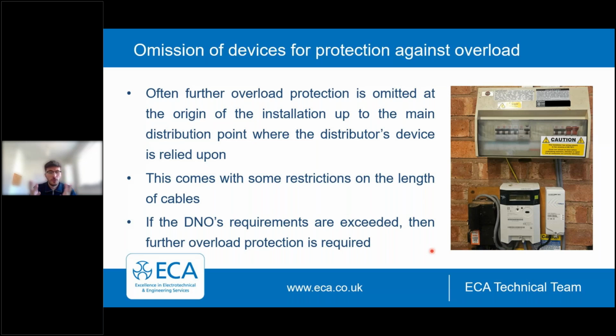So if your main distribution point was not at where the origin of the installation entered, so say 10-15 meters away, then we would be required to provide overload protection to protect that cable from the origin.